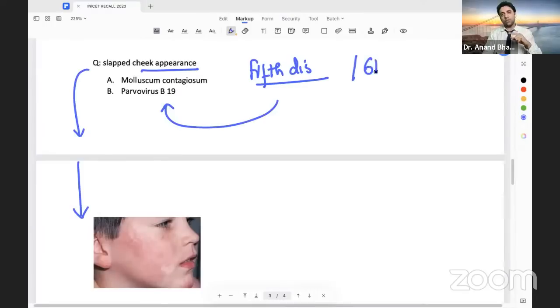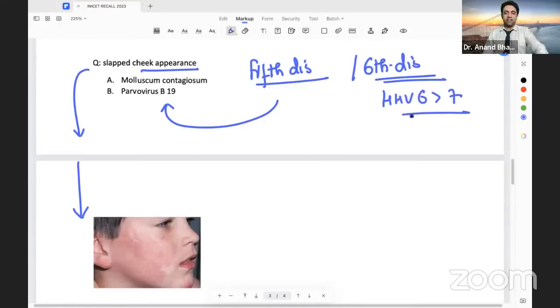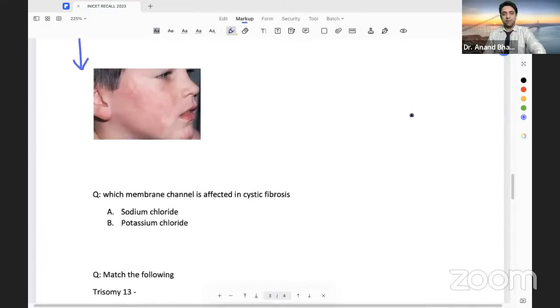Whereas sixth disease was roseola infantum, which came last year, which is basically caused by human herpes virus, sixth strain, more than 7. And this one is fifth disease, nothing but slapped cheek appearance.